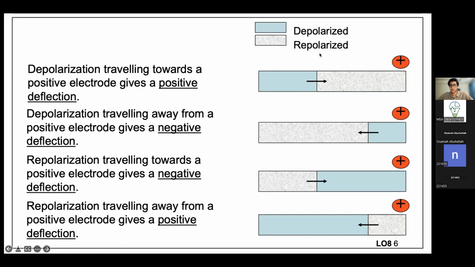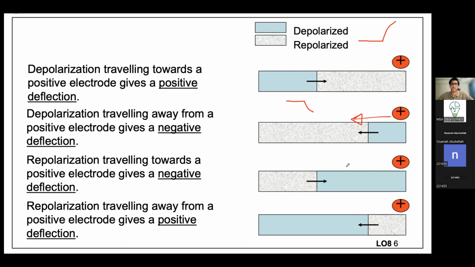Now, let's repeat this part because it's a very important principle. This is a cell membrane right here. If we have a wave of depolarization that spreads from here towards the positive electrode, it's going to cause an upward deflection on the ECG. Let's say an ECG or a voltmeter. If we have a voltmeter that's going horizontally, whenever the wave of depolarization is spreading towards the positive electrode, it's going to go up. Now, if there's a wave of depolarization that's spreading away from the positive electrode, it's going to go down.